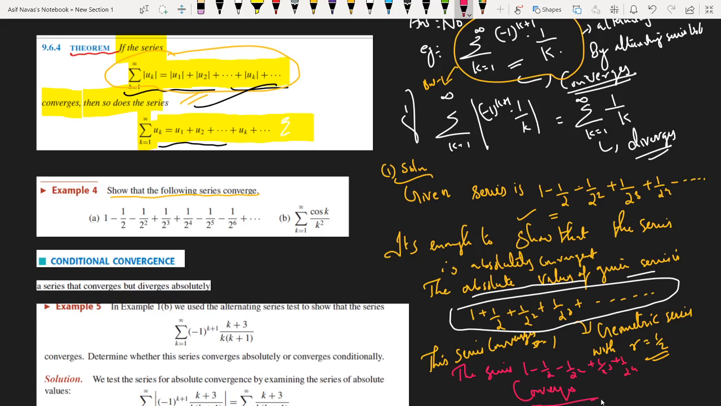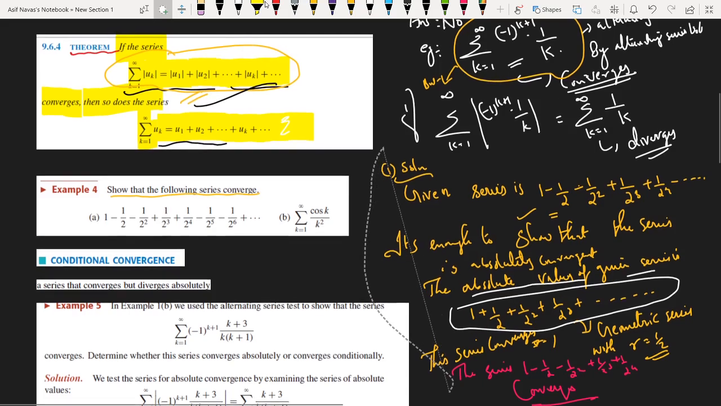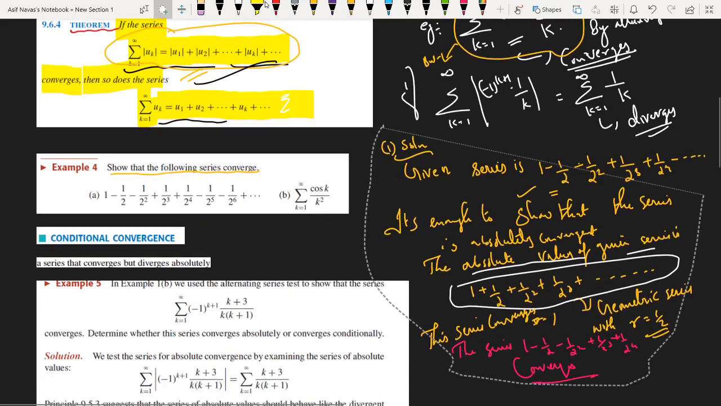Okay, have you got it? Any doubt? If you have any doubt, you can ask me. So, in order to prove this series is convergent, we just took its absolute values and showed that it is absolutely convergent. So, we will do the next problem.